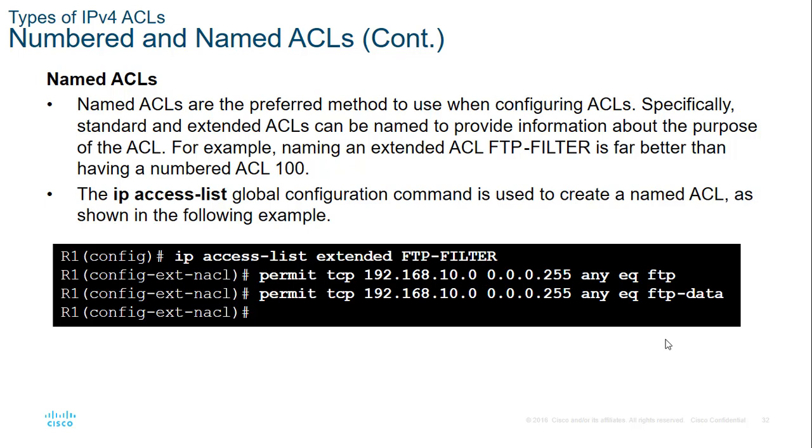You want to assign a name to identify the purpose of the ACL. The name will contain alphanumeric characters. They cannot contain spaces or punctuation. And it's also suggested the name be written in all capital letters. It makes it easier, makes it stand out, makes it pop. And entries can be added or deleted within the ACL. That's a nice thing also about named ACLs. With a named ACL, you can go back and edit it.